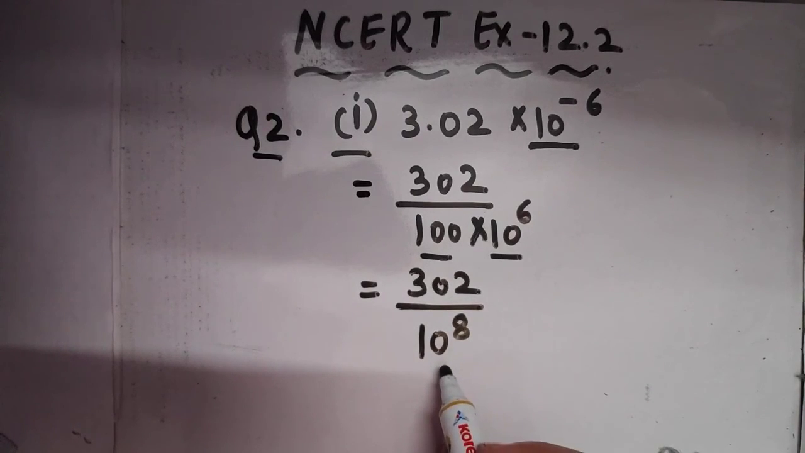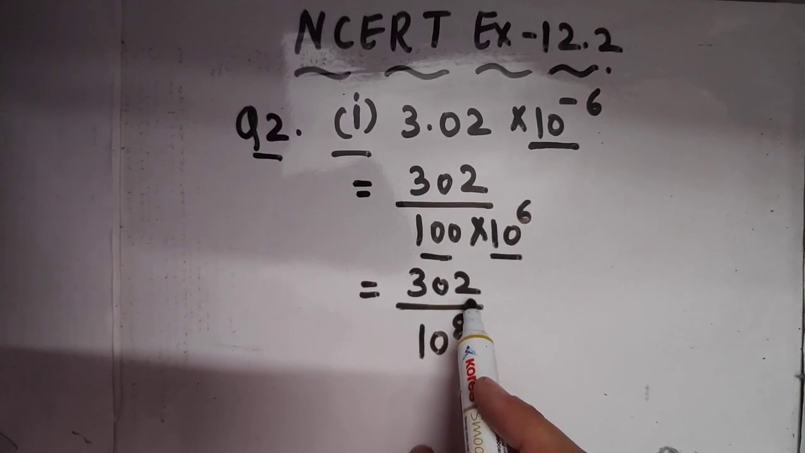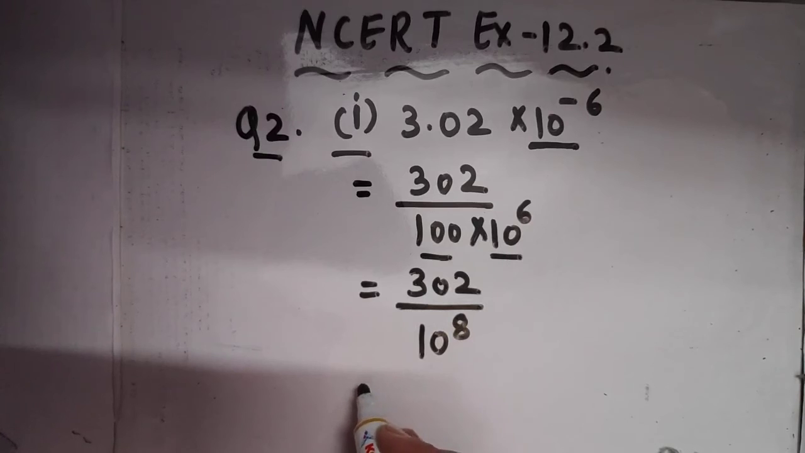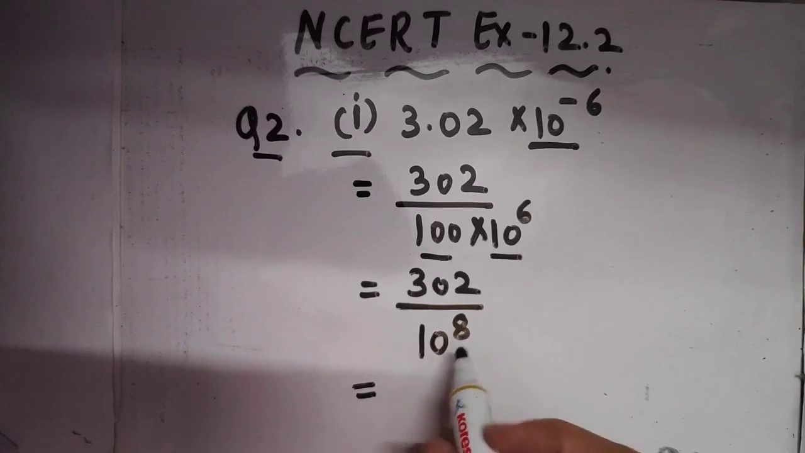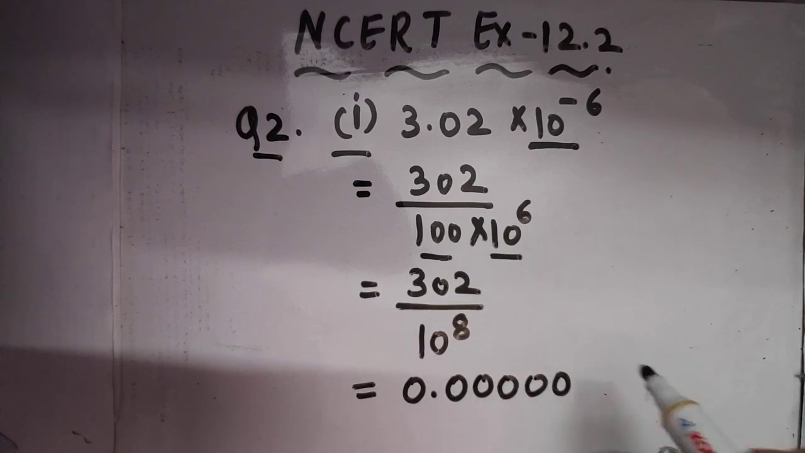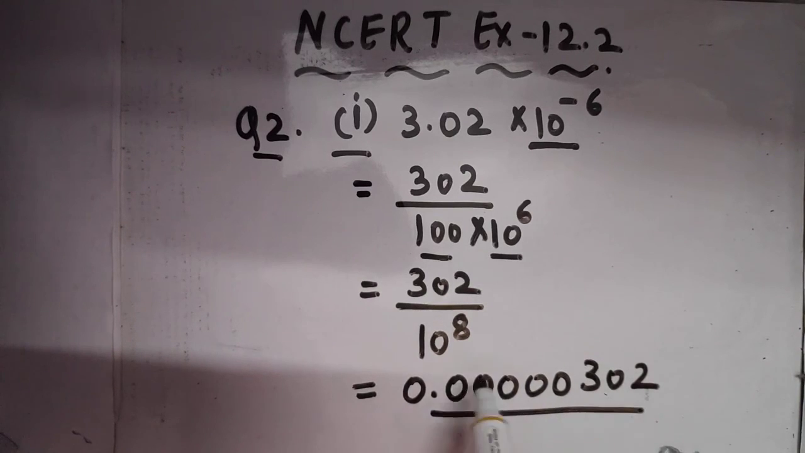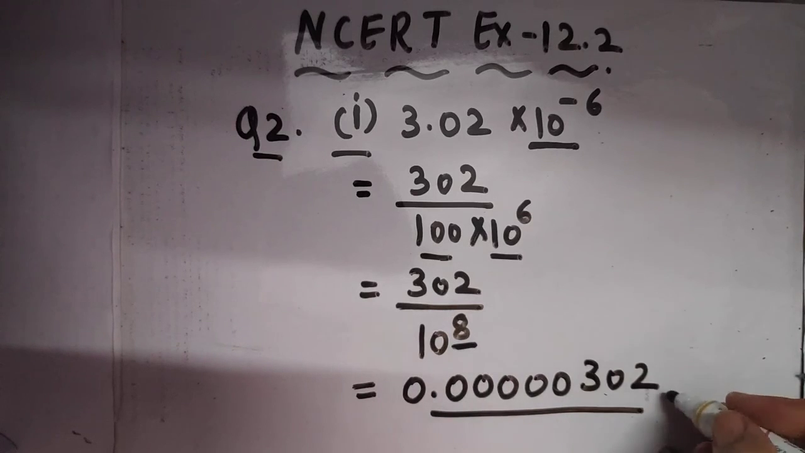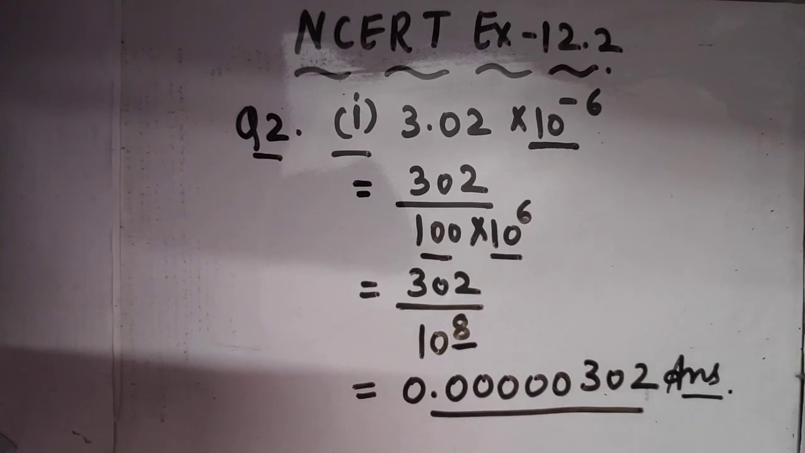Now after the decimal, there should be a total of 8 digits. 3 digits are already there in the number. So how many zeros will you write? 5 zeros after the decimal and these 3 digits, like 0 decimal 1, 2, 3, 4, 5, 6, 7 and 8. So how many digits in total should I have? 8 digits, because it is 10 raised to the power 8. So this will be your answer. Like this, students, you are supposed to complete all the parts.